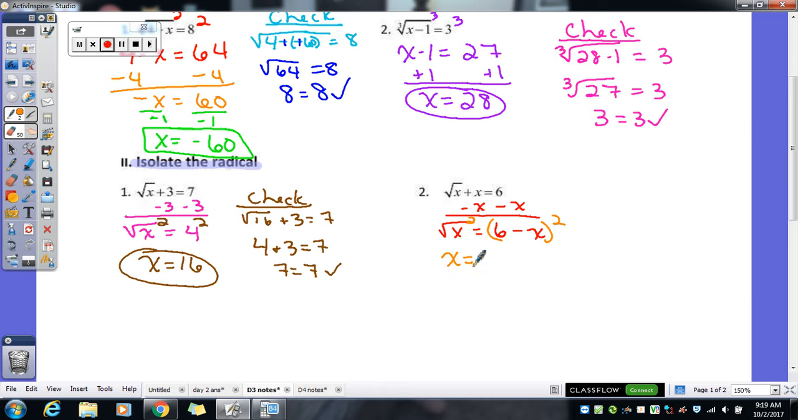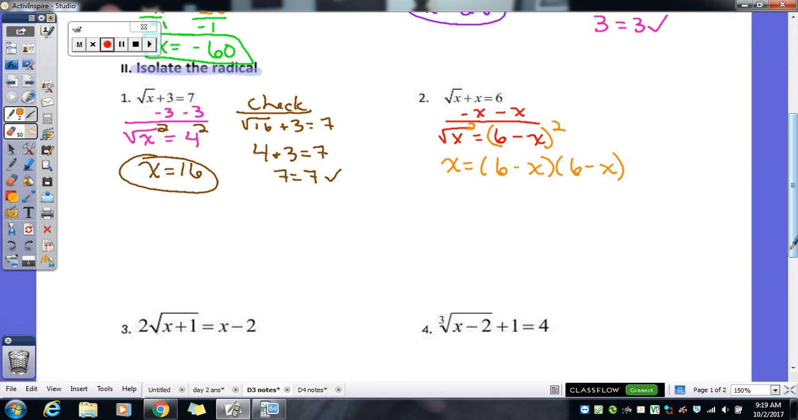Over there on the left, my square root of x squared just gives me x. Over here on the right, I'm going to write it out twice, and then we need to multiply, because it was 6 minus x squared. So that's going to be 6 minus x times 6 minus x, and then we just need to distribute. So 6 times 6 gives me 36. 6 times negative x gives me negative 6x. Negative x times 6 gives me negative 6x again. And then I get a positive x squared.